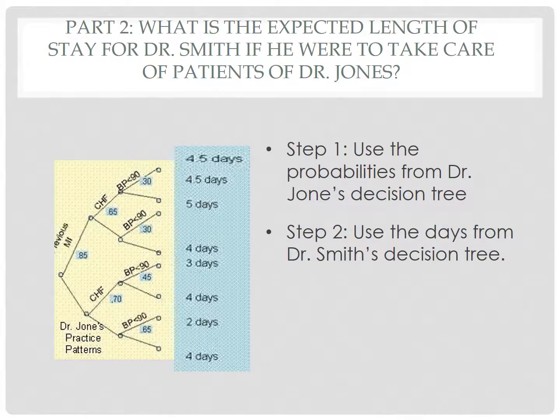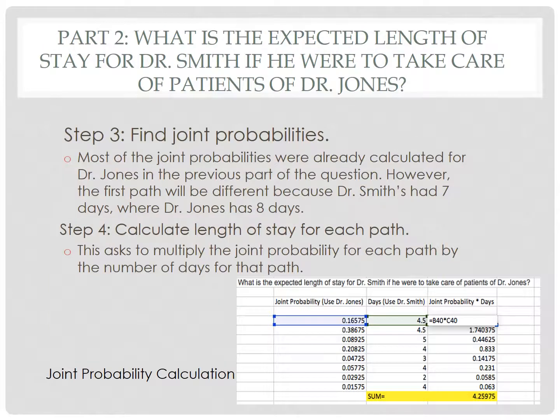The next part of this assignment asks to find the expected length of stay for Dr. Smith if he were to take care of the patients of Dr. Jones. To find this, we must think about whose outcomes to use and whose patients to use. This means we will combine the decision trees from both Dr. Jones and Dr. Smith. We will be using Dr. Jones's probabilities since it is Dr. Jones's patients, but we will be using Dr. Smith's days.